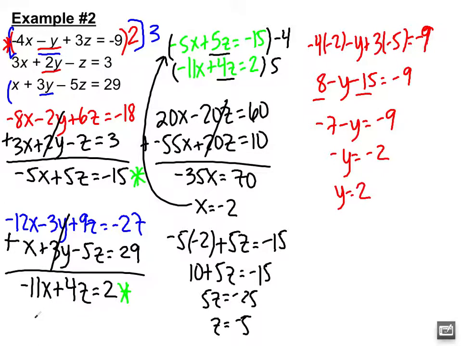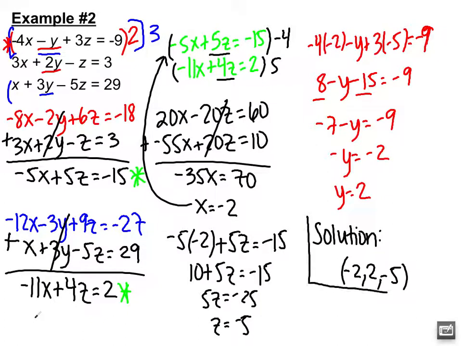Remember to write your solution as an ordered triple again of x comma y comma z. In this case, our solution is negative 2 comma 2 comma negative 5. Remember to substitute this back in all three originals to make sure you have the correct answer.